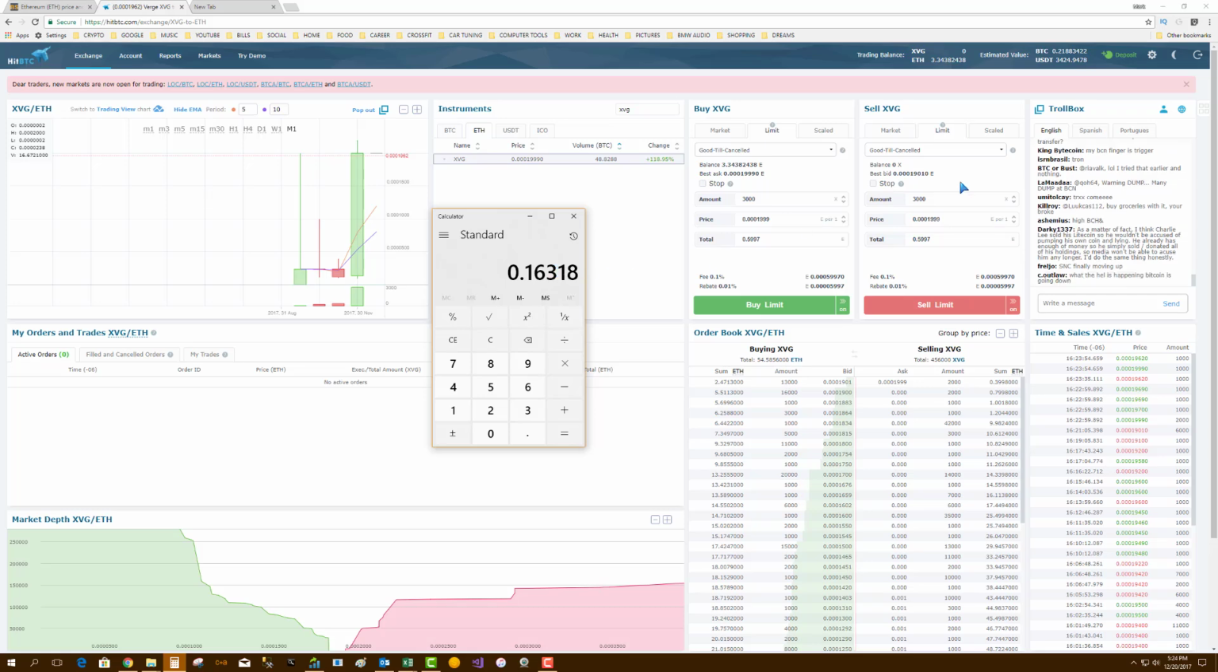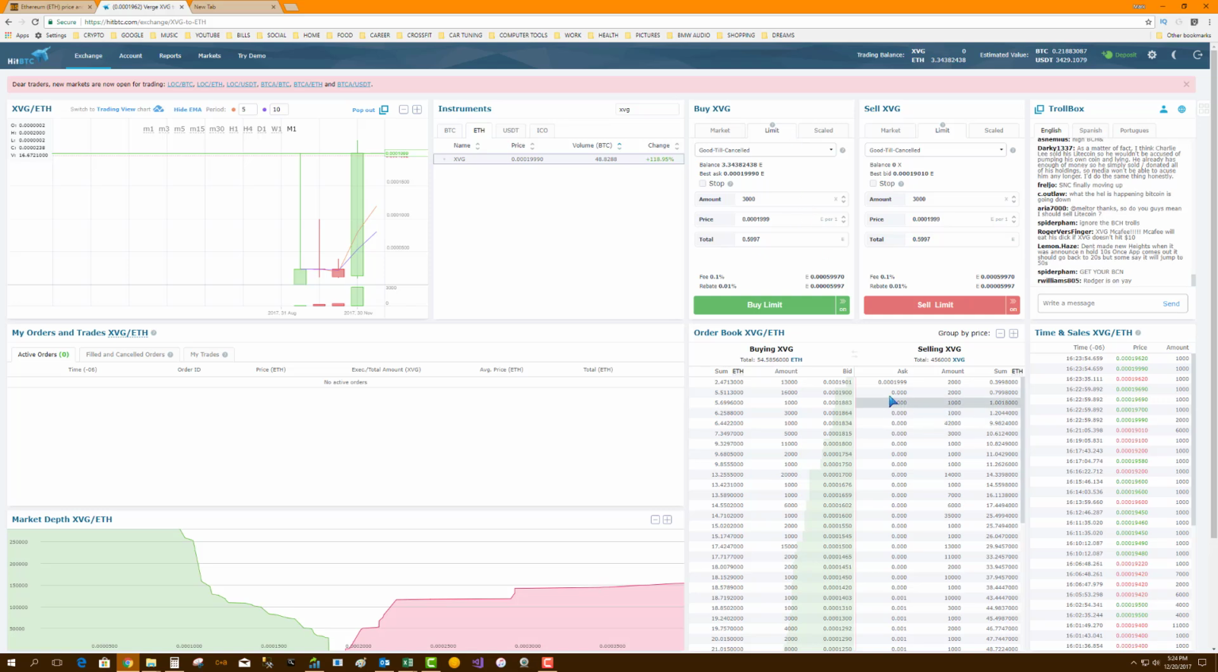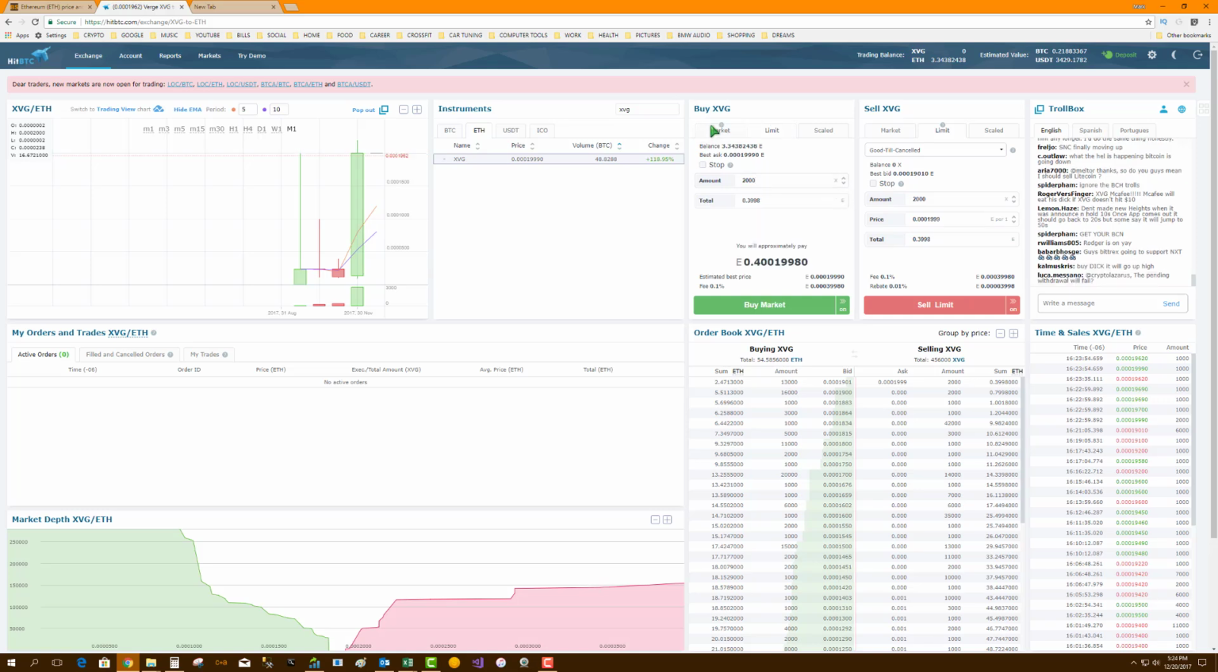So up here in the buy box, you can do a limit order, where you can specify the price, like if I wanted to specify that, and then my amount of shares. Okay. Or you can do a market order.